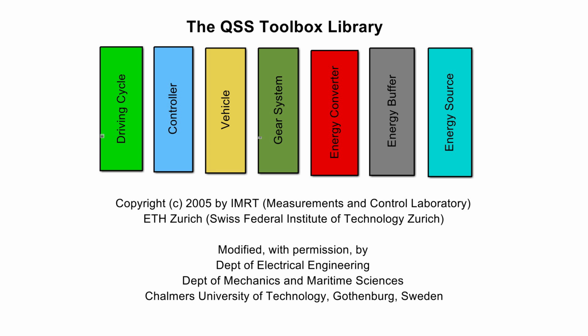To find the engine, you start with the QSS library. You should click on the red sub-library with energy converter models. Several different energy converter models then appear, each representing different ways of modeling combustion engines and electric machines. We will use the model denoted CE assignment. CE stands for combustion engine.